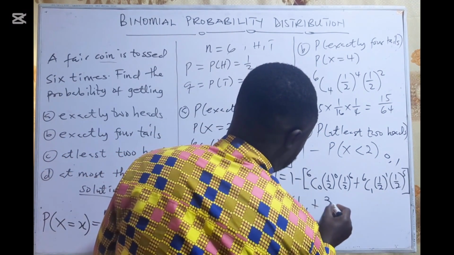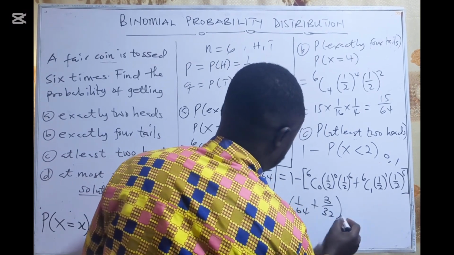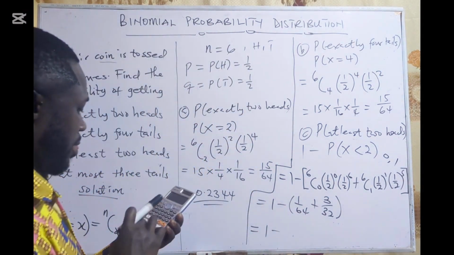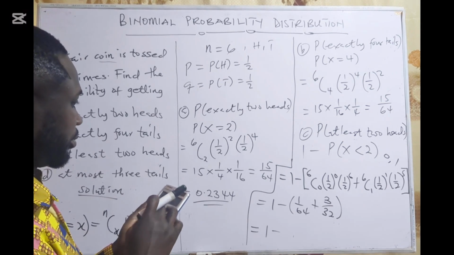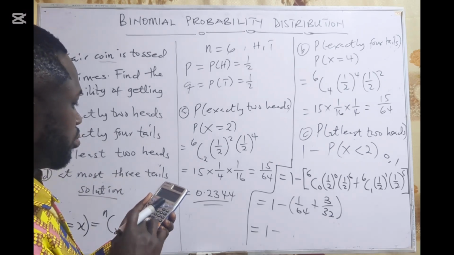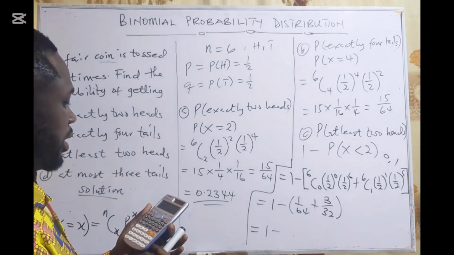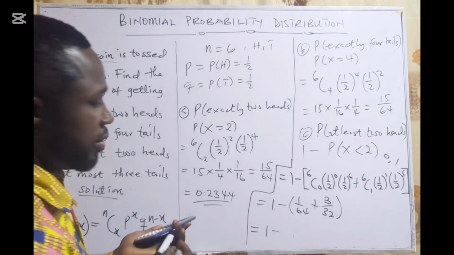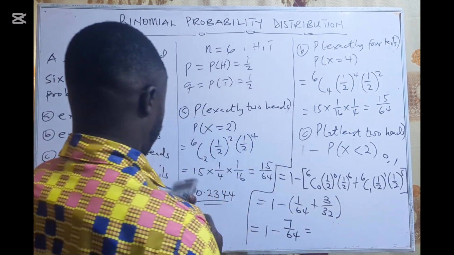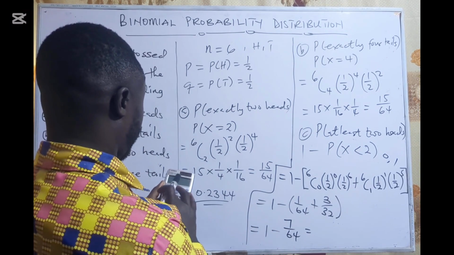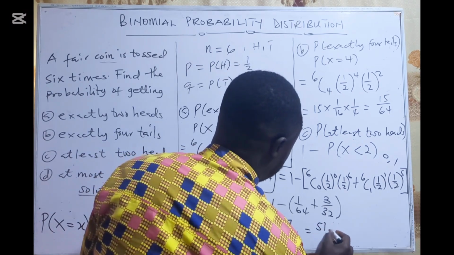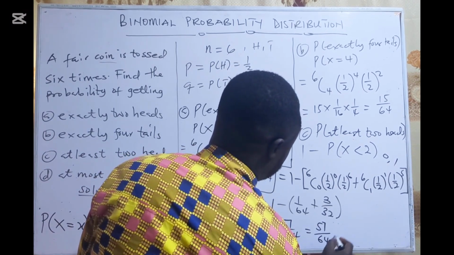And that will give us 3 on 32. So we are going to have 1 minus 1 over 64 plus 3 on what? 32. And that will give us 1 minus 7 on 64. And what is 1 minus 7 on 64? That will give us 57 on 64.